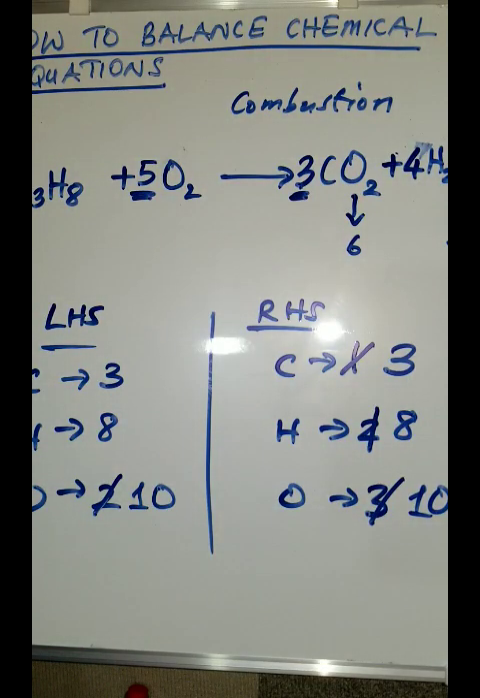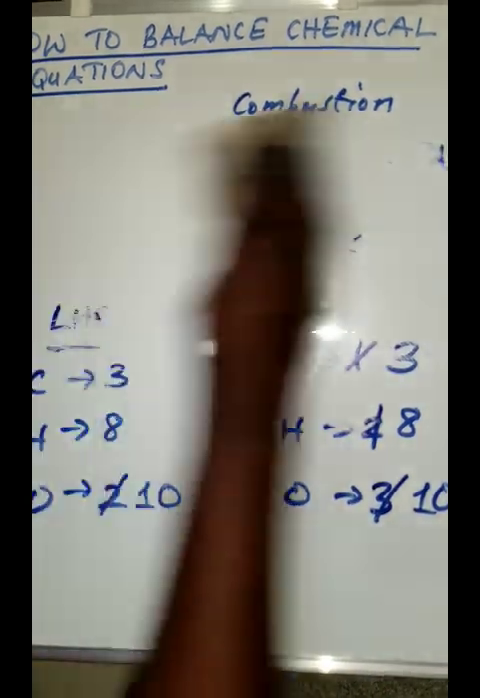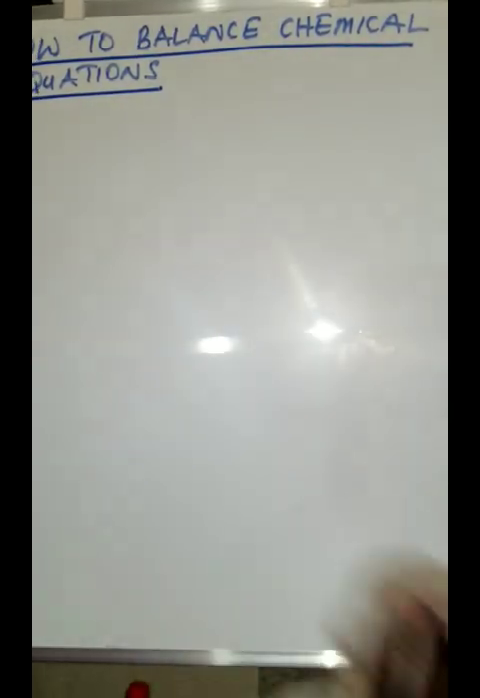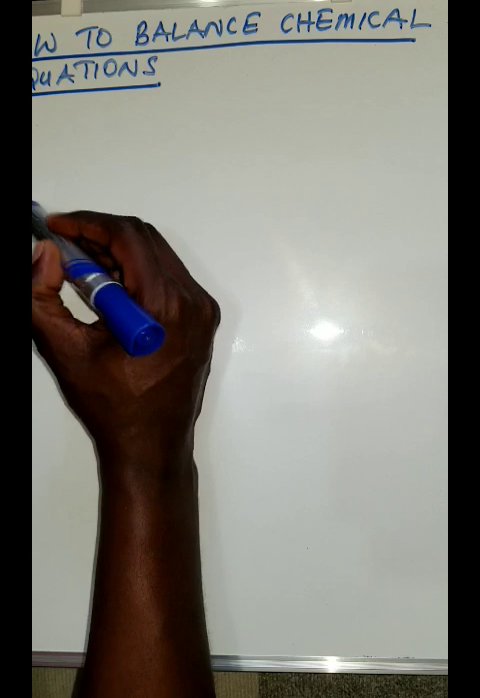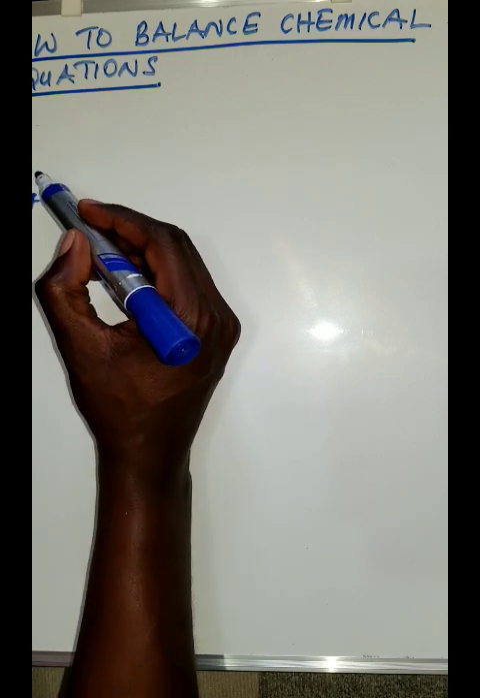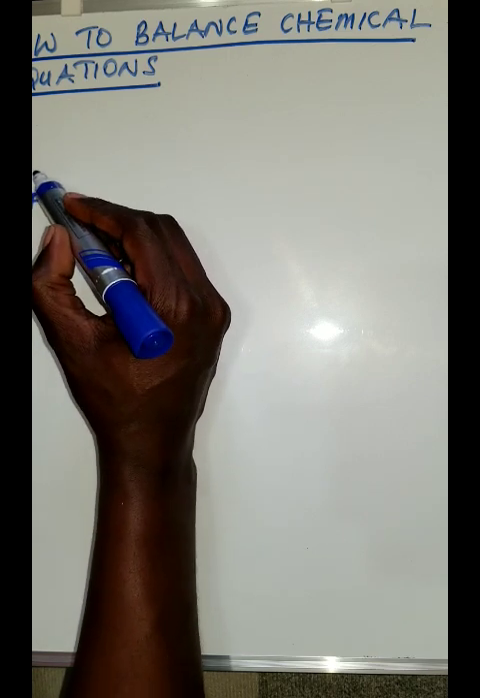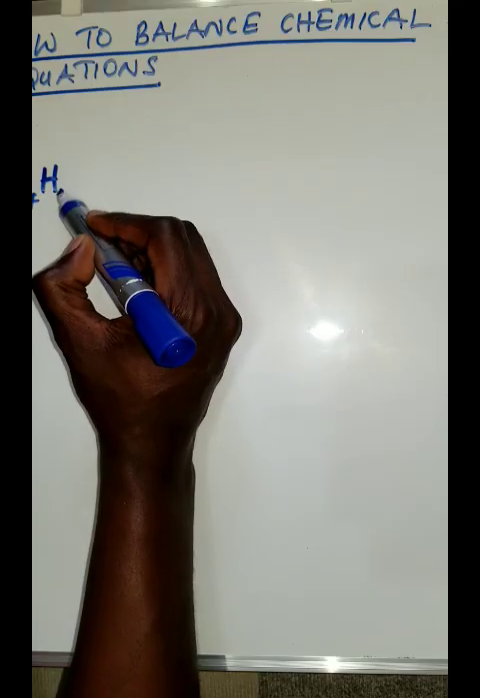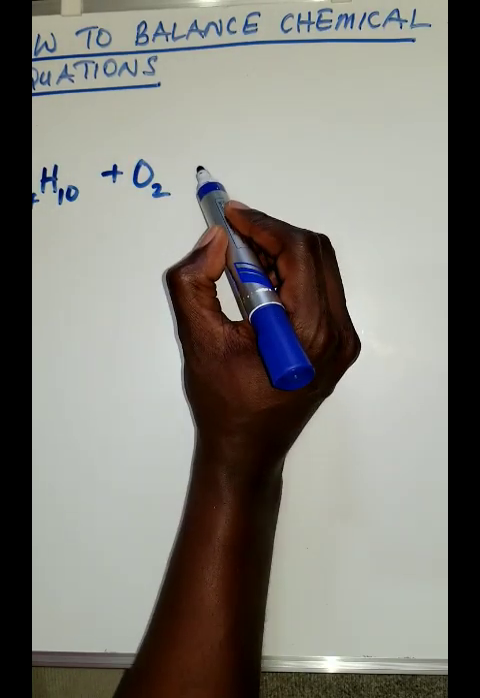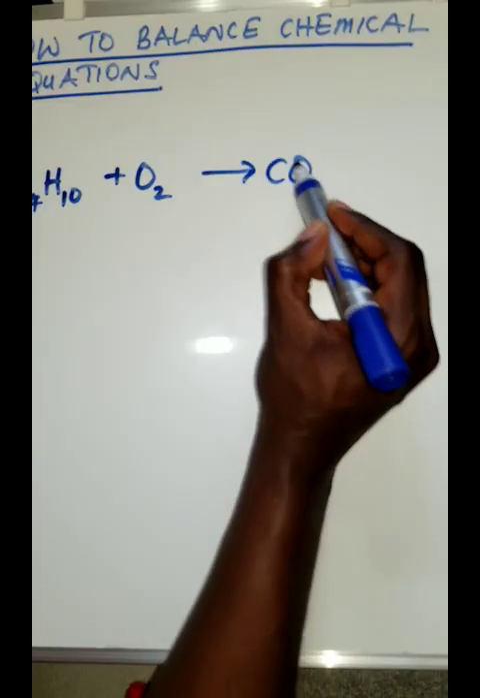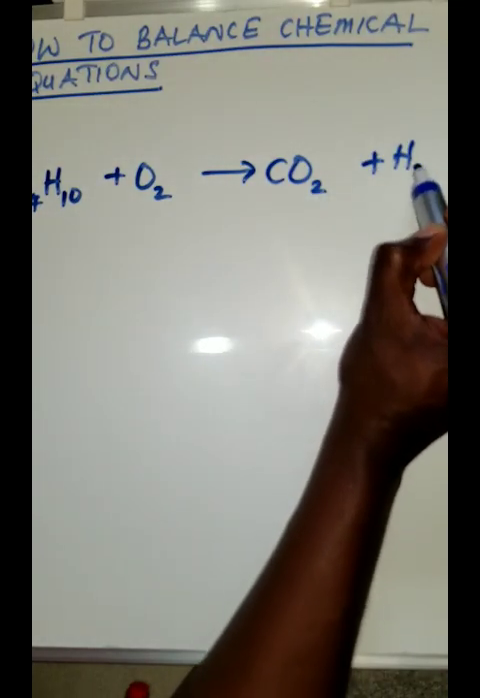It simply means the equation is balanced. Okay, so I'm going to leave with you the last question there under hydrocarbon and see if you are able to balance it up. This is also a hydrocarbon, butane in this case, C4H10, reacting with oxygen to produce carbon dioxide plus H2O.